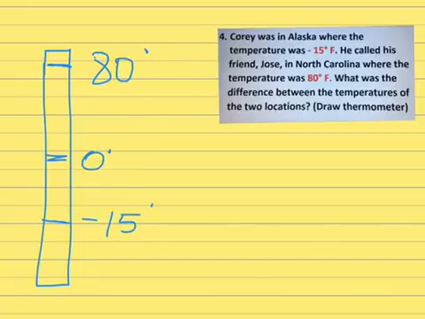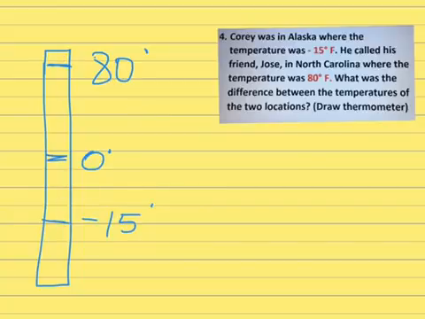All right, last problem. This is like the one we just did. Corey was in Alaska where the temperature was negative 15 degrees Fahrenheit. He called his friend Jose in North Carolina where the temperature was 80 degrees. What was the difference, keyword difference, between the temperatures of the two locations? Notice how I say draw a thermometer. You should always draw the thermometer, because if you're finding the difference between the two temperatures, you want to look at one and the other and find the degrees between the two.